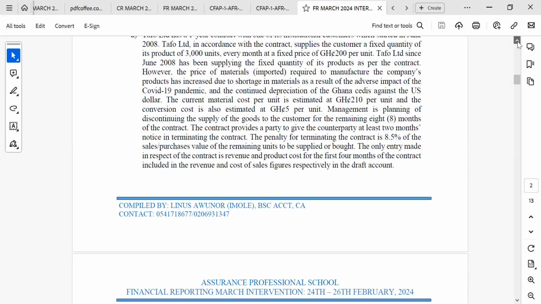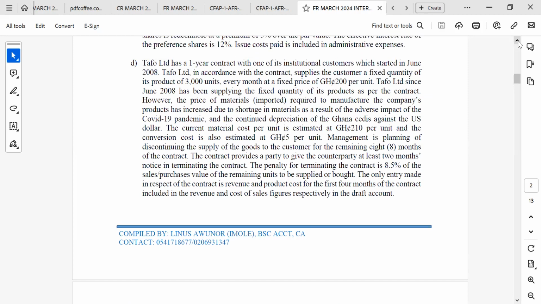Okay, this is an onerous contract. What do we call an onerous contract? A contract where the cost that you are going to incur to fulfill the contract is higher than the benefit that you are going to get from it. You can see that you are going to be incurring a total cost of 215 and you are going to be receiving only 200. The cost that you are incurring is higher than the benefit that you are receiving.